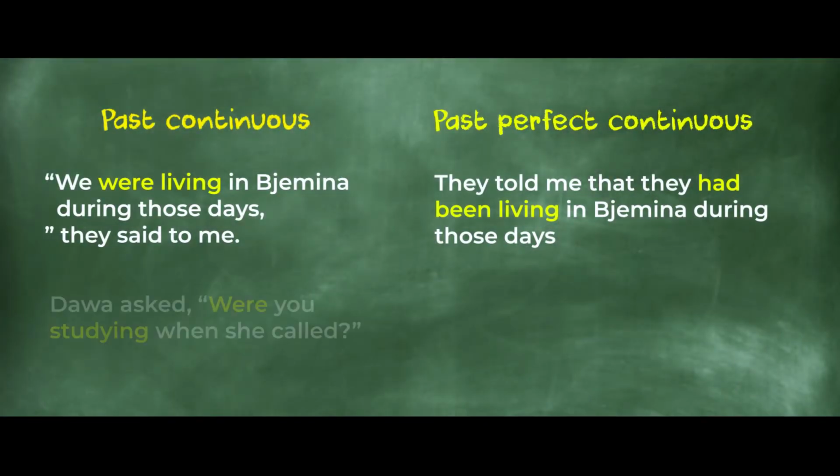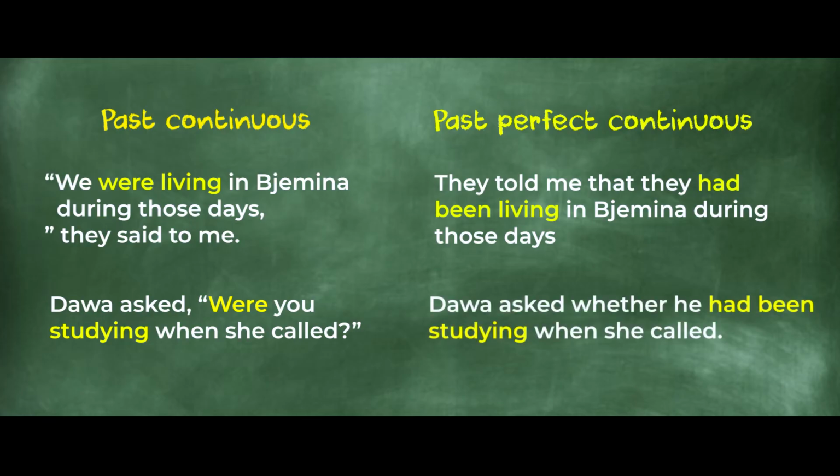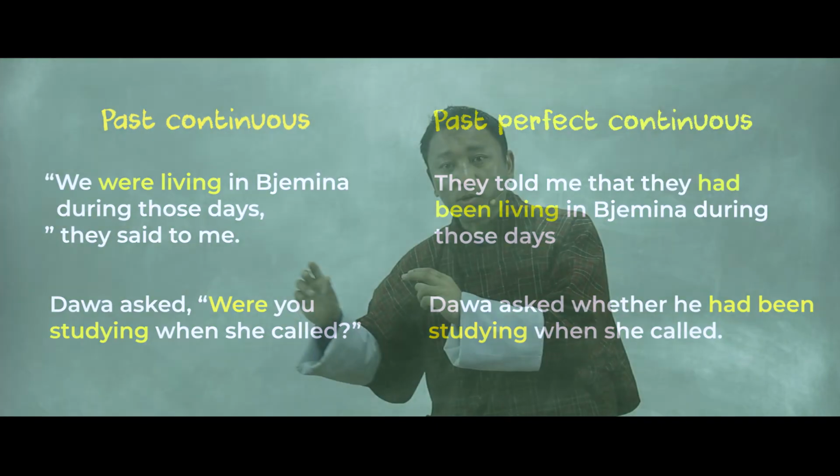Let's look at another example. They asked, were you studying when she called? In reported speech, it changes to, they asked whether he had been studying when she called. If you look here, were studying is in past continuous. And when you change that to reported speech, were studying becomes had been studying, which is past perfect continuous.